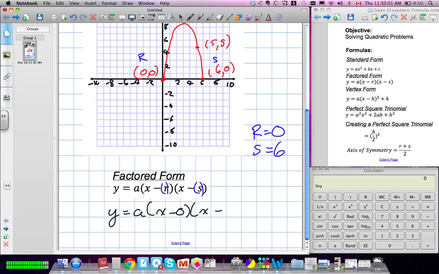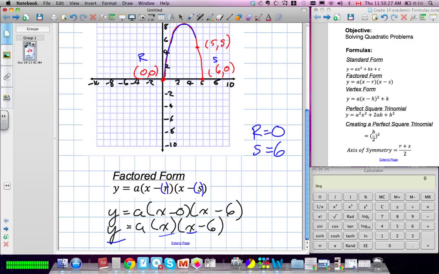I'm going to simplify now. I'll have y is equal to a times x, since x minus 0 is just x, times x minus 6. So here's my true factored form because I've simplified. Now, I need to solve for a in order to have this in factored form, which means I need to find a value of x and y. Now, I can use any point along this parabola. In fact, if I knew what the vertex was, I could use the vertex to plug it in.